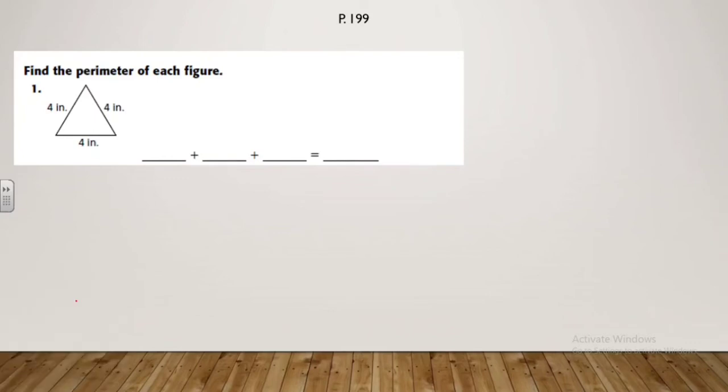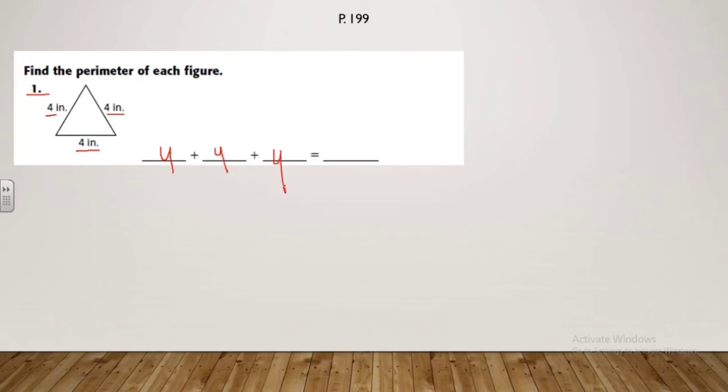Okay, our lesson today is about the perimeter. If you want to find the perimeter of any shape, all you have to do is add the sides. For example, the first one here is a triangle. If you look carefully, you will find the length of each side here is 4 inches. So you add the three sides: 4 plus 4 plus 4.